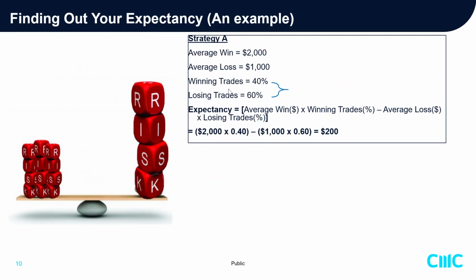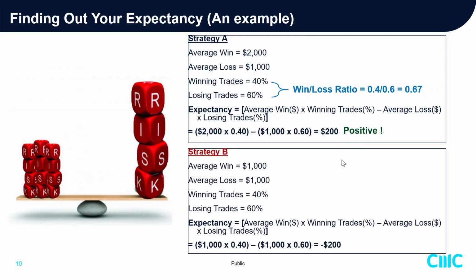So in your strategy over here, your winning trade is 40%, your losing trade is 60%. What I could see is that the win-loss ratio is 0.67, less than 1. Why? Because your losing trades, in terms of percentage, are more than your winning trades. However, if I plug the figures into the formula, I'm still able to get 200, which is good. It's a positive expectancy.